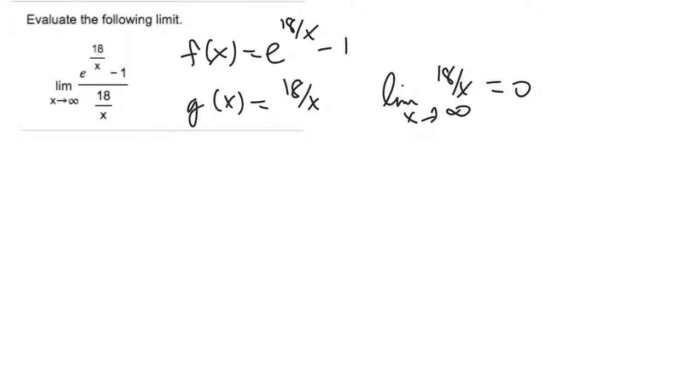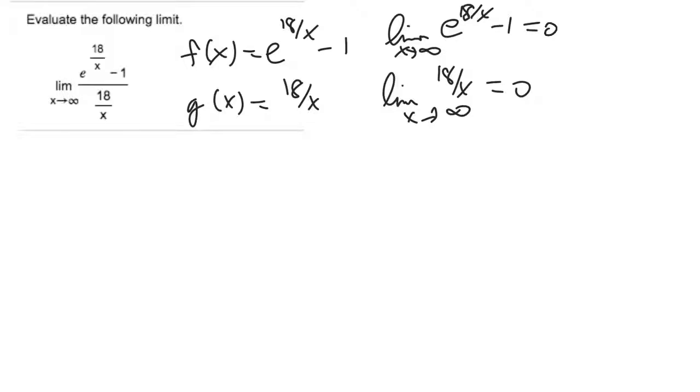In the numerator, we also have the limit as x goes to infinity of the function. And in this case, again, the 18 over x, we already said was going to 0. So now I just got to trace my way back. This term's going to 0. So this term is getting close to e to the 0, which is 1. And so this term is getting close to 1 minus 1, which is 0. So I can work my way from the inside out.